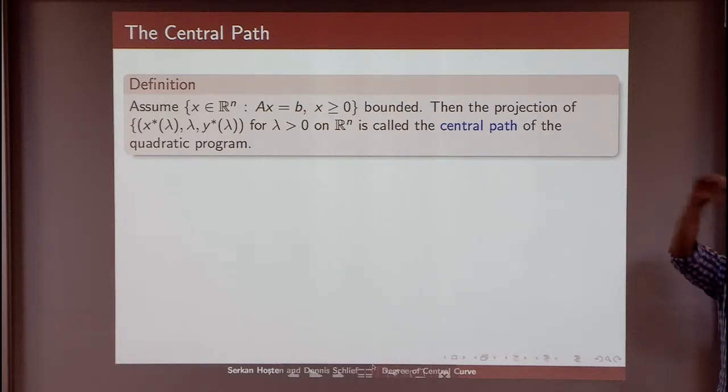If I take this curve that I get for every lambda, that every point I get on this curve for every lambda, I take that and I project it on the x coordinates, I get a real curve. That's called the central path of quadratic programming.